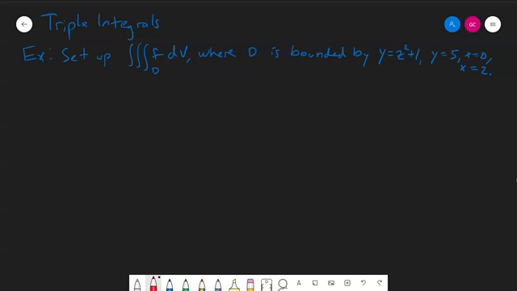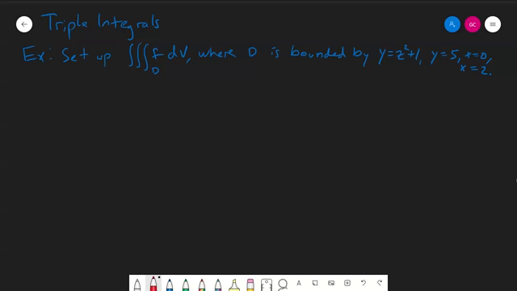When setting up double integrals, you've seen that sometimes you need to slice things horizontally rather than vertically. And the same sort of thing is true for triple integrals. You have a lot of different choices for the order in which you do the slicing, and sometimes some ways of slicing will be easier than others.